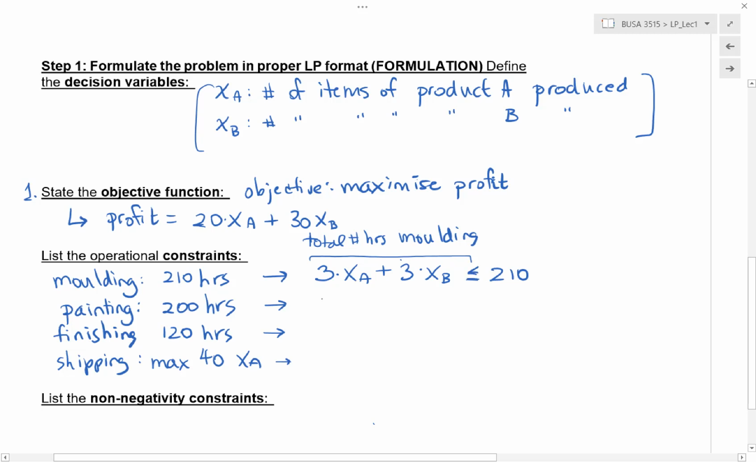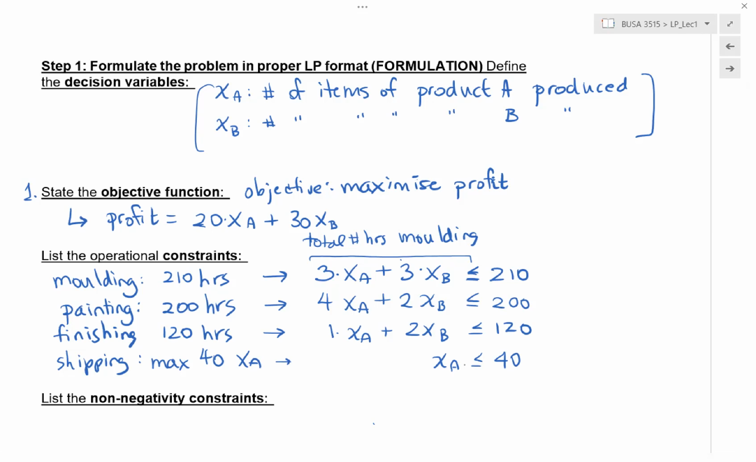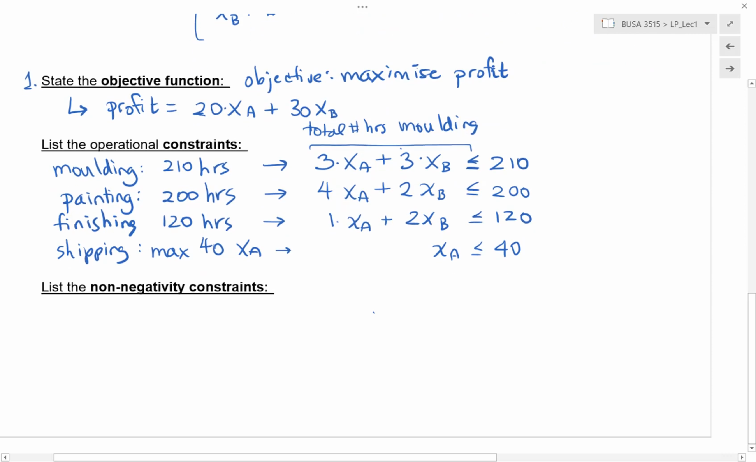We do the same thing for our painting. We were told product A requires 4 hours in painting, product B 2 hours. We have at most 200 hours total in painting. And finishing, product A requires 1 hour, product B requires 2 hours, and we have up to 120 hours in the finishing department. And then shipping, we can ship at most 40 of product A. Notice nothing was specified about product B, so we don't include it in the shipping constraint. We weren't told any constraints on product B, so we don't include it if we're not told anything here.